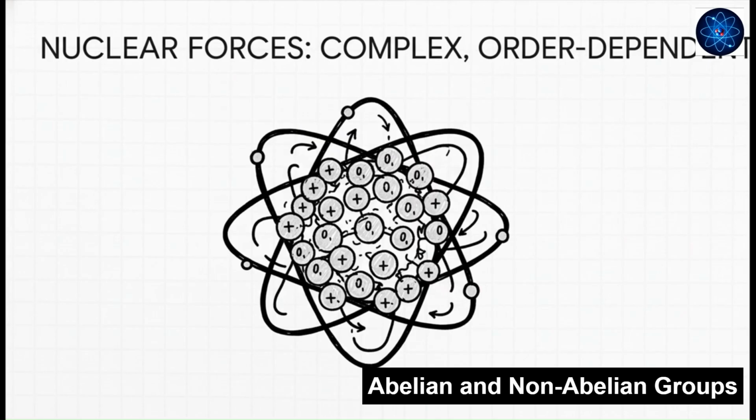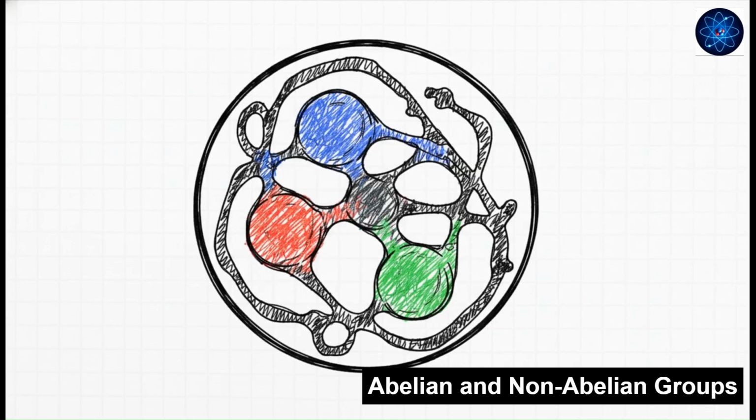But inside an atom, it is a whole different ballgame. The strong and weak nuclear forces, the stuff that holds our matter together and drives radioactive decay, they are described by those complex non-Abelian groups, SU2 and SU3. In here, order is king. And the consequence here is, well, it's wild.